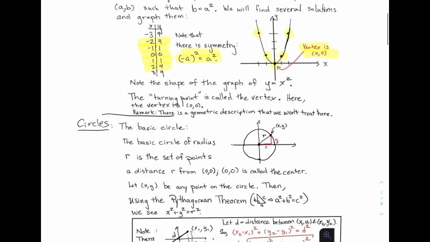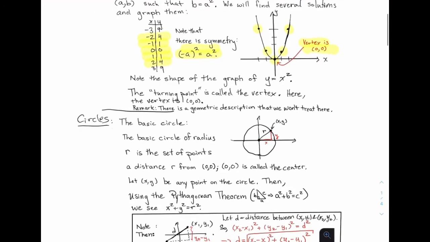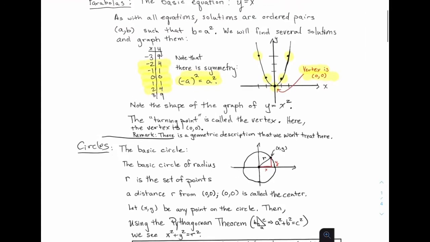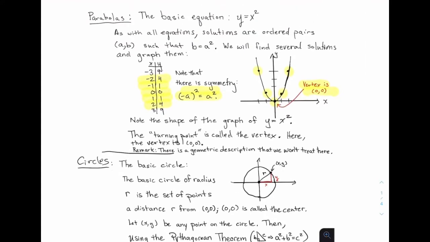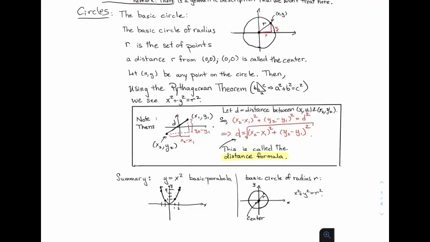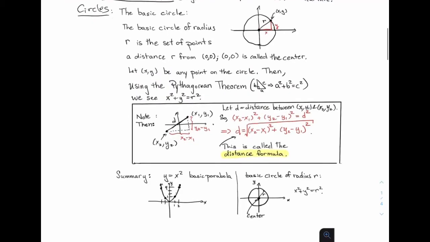There is a geometric description of the parabola, but we won't treat it here. We will just concern ourselves with an equation for the parabola. Okay, now let's look at the circle of radius r. The circle of radius r is the set of points a distance r from the center. We're going to center our basic circle at 0, 0 and look at a point xy on the circle, any point on the circle. So we know that it's a distance r from the center of the circle.